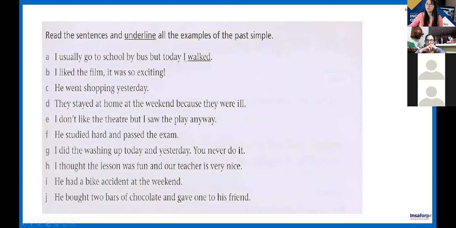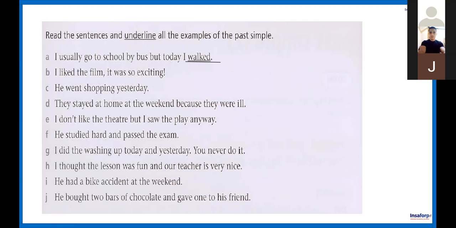Okay, tenemos the first one que es walked, right? In the second one, ¿cuál es el verbo que me indica que estamos en simple past? Who can tell me number two? Can you help me? Let's see, José Leonardo. ¿Cuál es el verbo que me indica that we are talking in the past? Light. Okay. ¿Hay algún otro? Is there any other? Was, that's right. Okay, perfect.